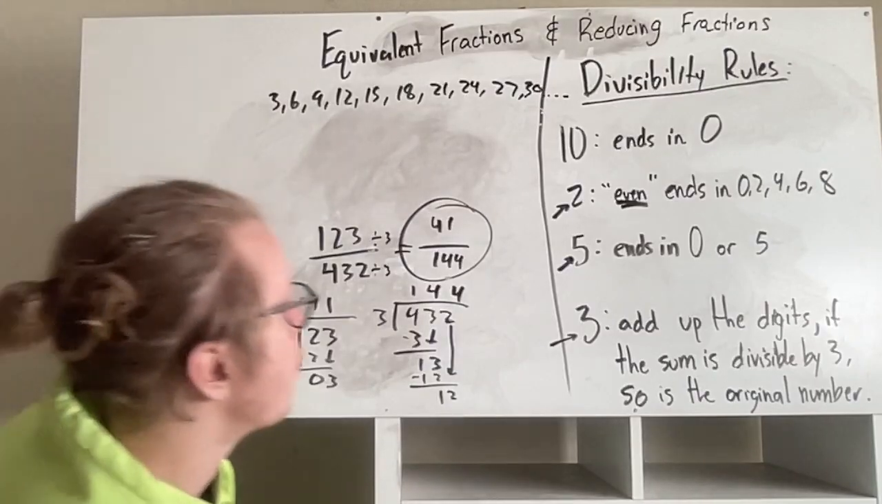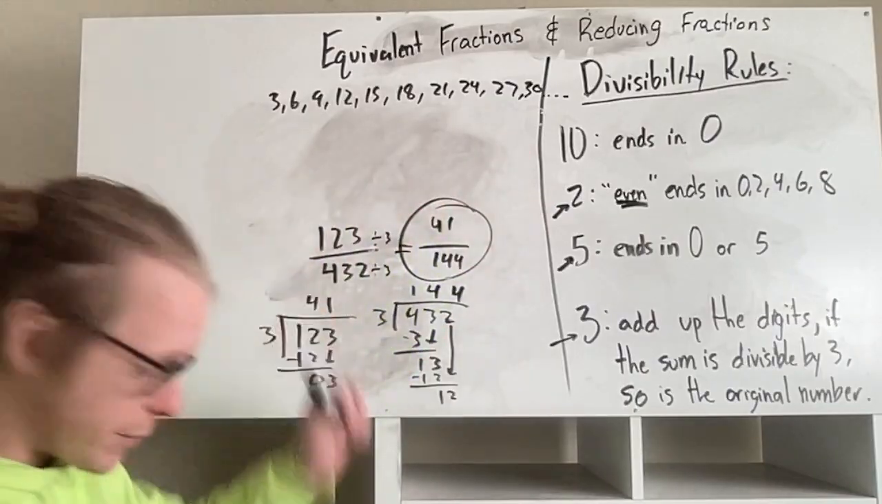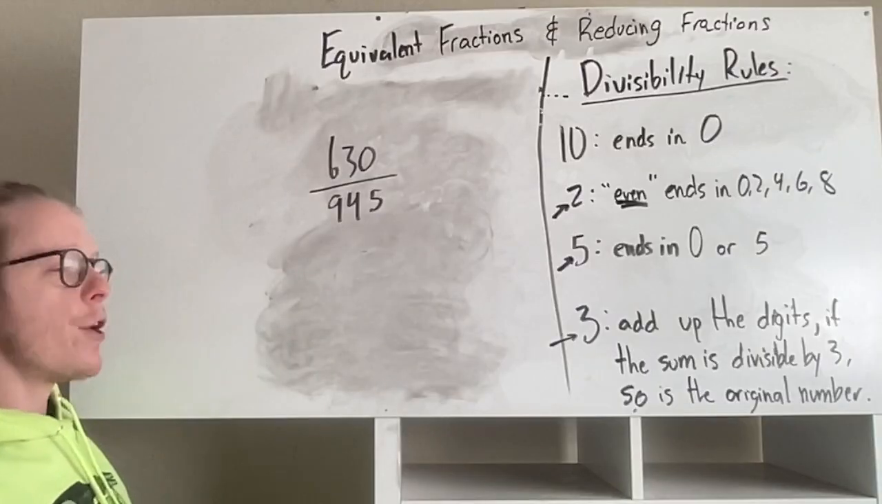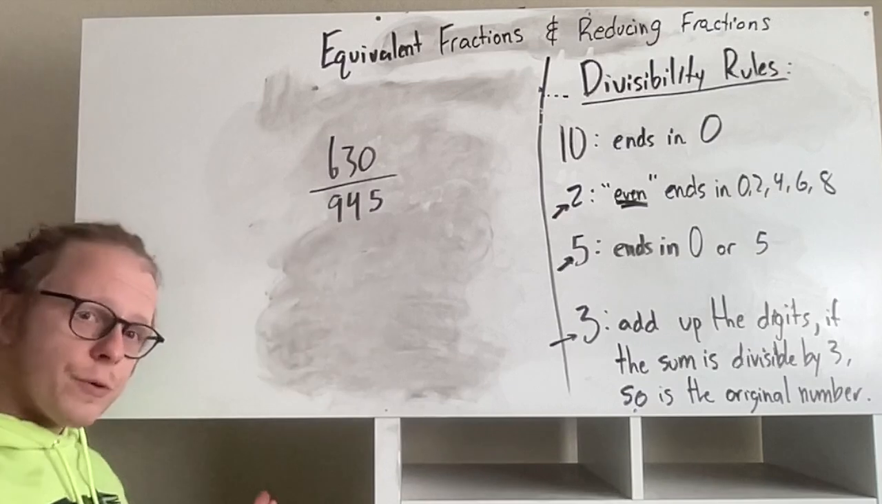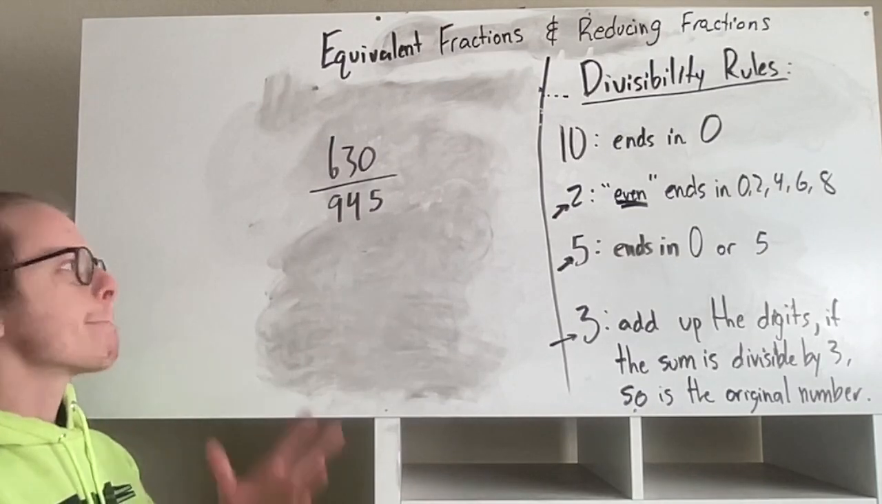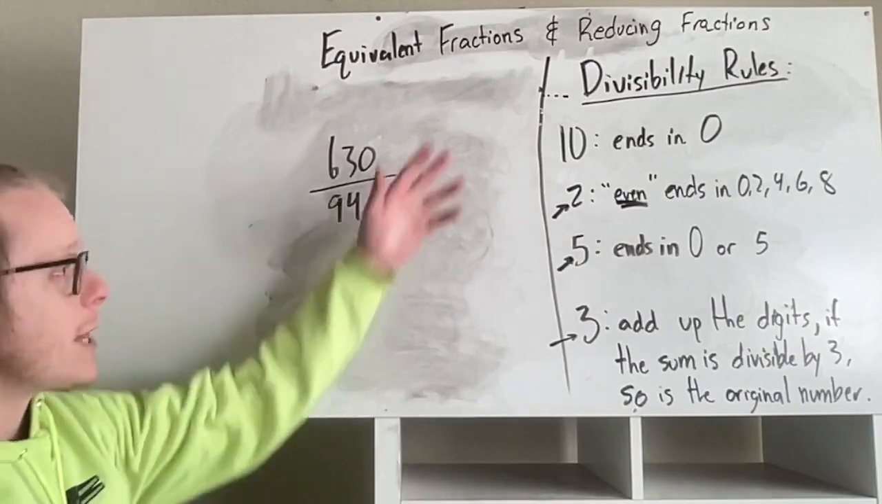So let's take a look at one last example. And it's going to bring together a few of our divisibility rules here. Okay, so here we have 630 over 945. And we've been asked to simplify or reduce this fraction. So I don't know the times tables up to here. We got to rely on divisibility rules.